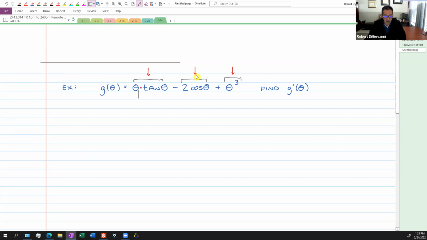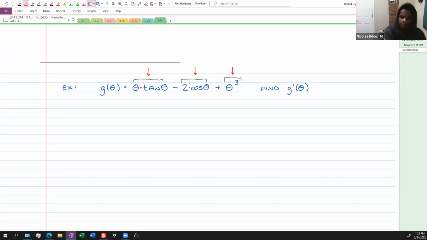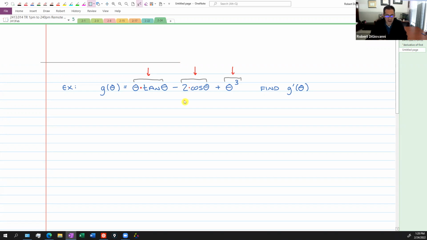Now for this one, when you read this, it's 2 times cosine theta, right? There is a multiplication here, but I do not need the product rule. Why? Why do I not need the product rule? It's a constant. That's right, because it's a constant in front of the function. And we know that the constant just comes for the ride. So I can just bring the two down and take the derivative of cosine separately. All right, so I do not need a product rule here. See, here I do, because theta is not a constant, right? Theta is a variable.